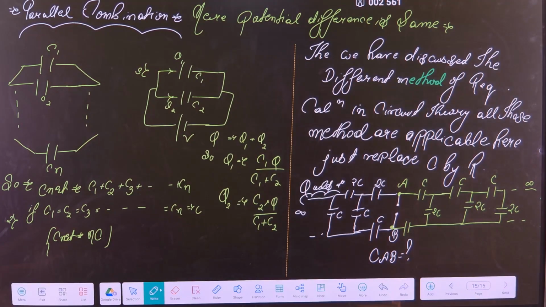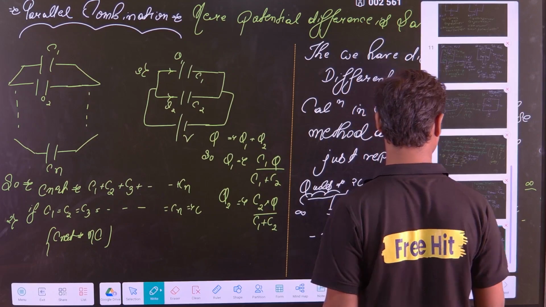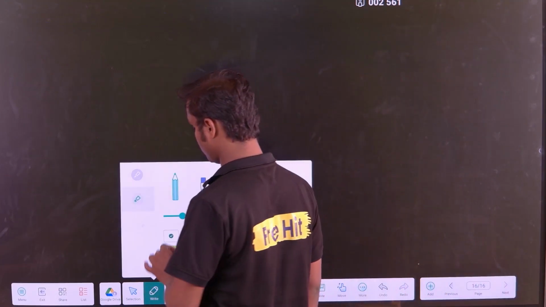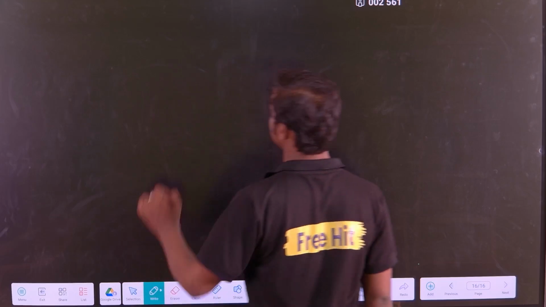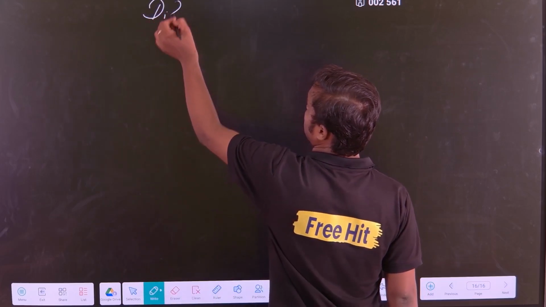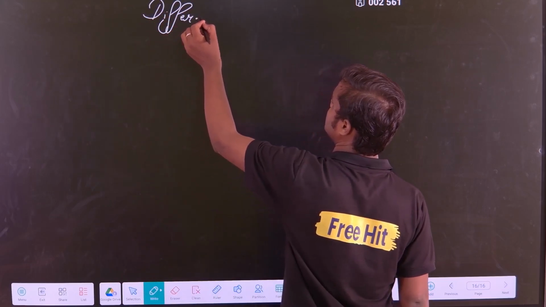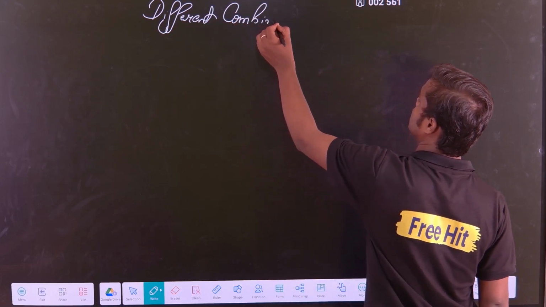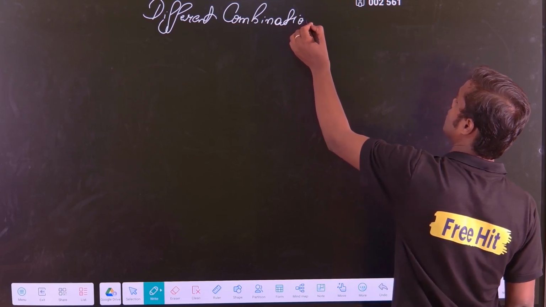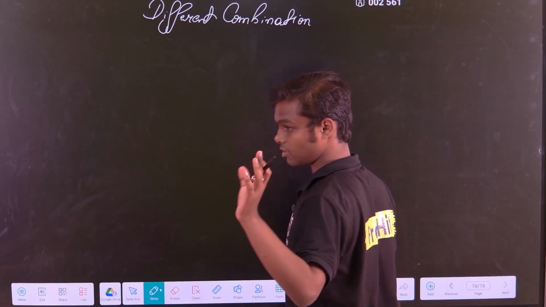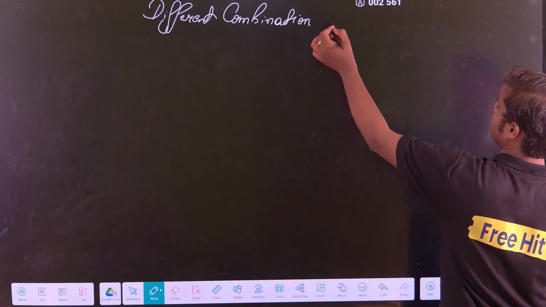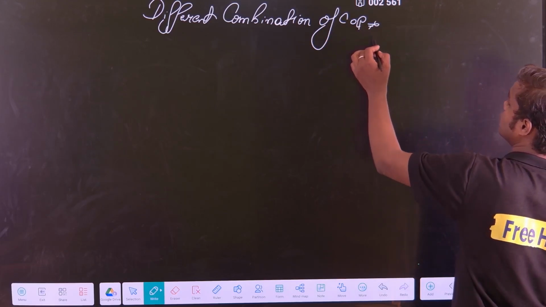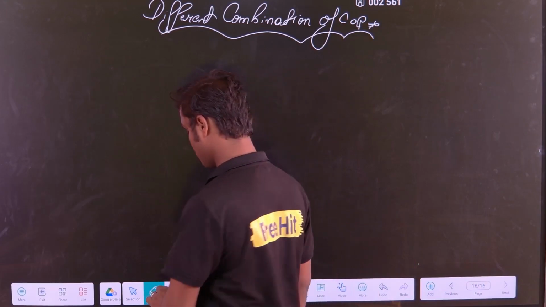Clear? Okay, so we can start the next topic from here. This is called a different combination of capacitor. Remember, this is not a series parallel combination. Different combination of capacitor. You have to give me the answer to what I am going to ask you.